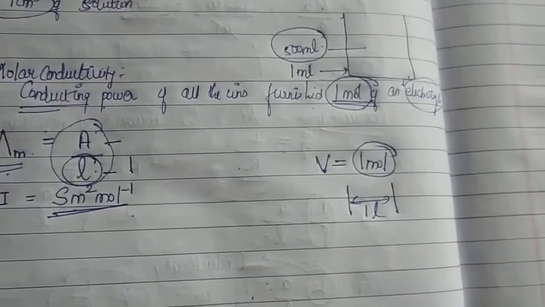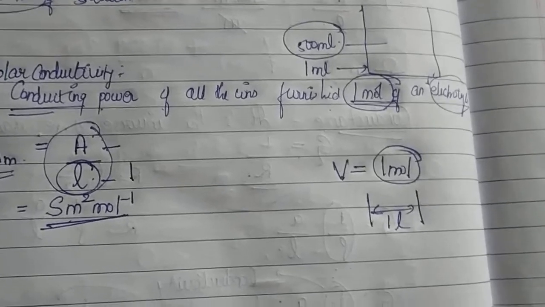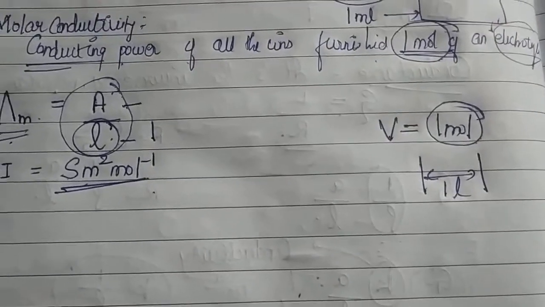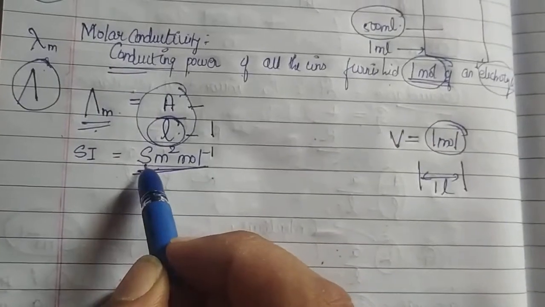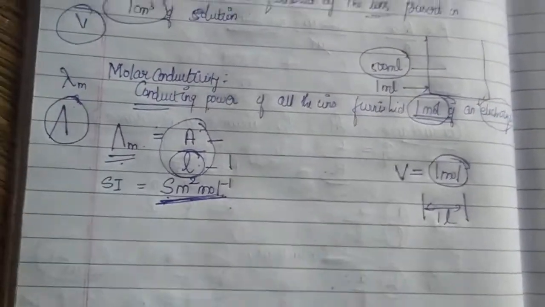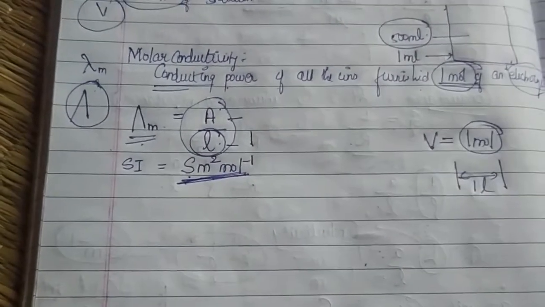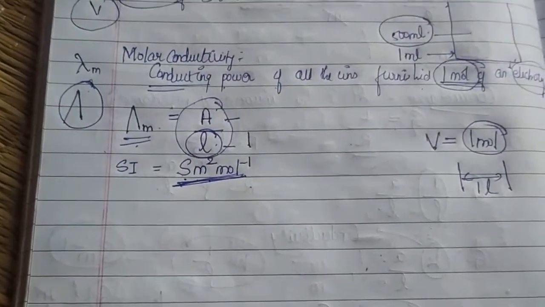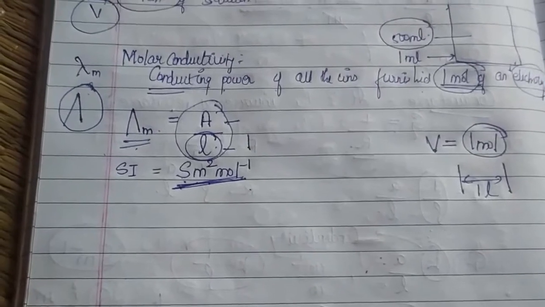So that is the reason, without any doubt, we say unit length. So the SI unit we are getting is how much? Siemens meter square per mole. Very important SI unit. Once again, the SI unit of your molar conductivity is Siemens meter square per mole.